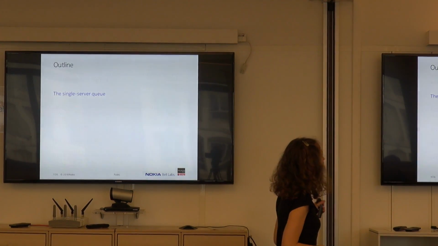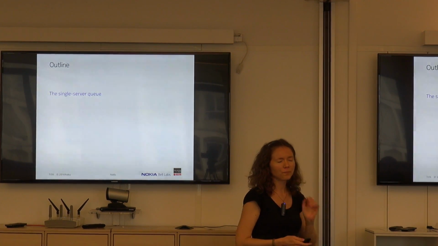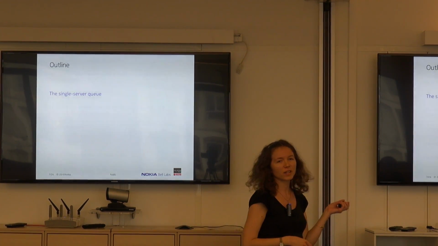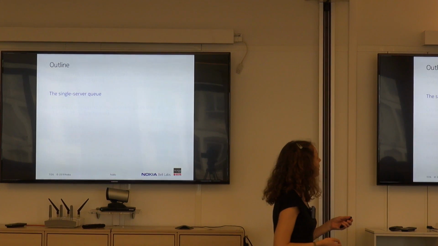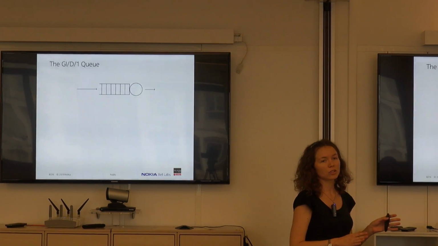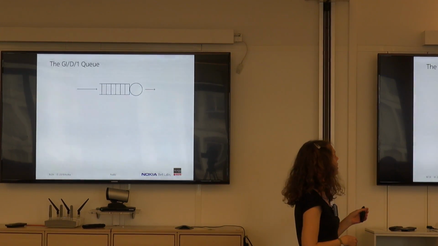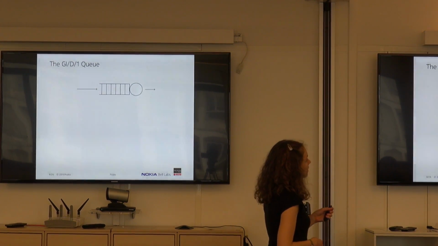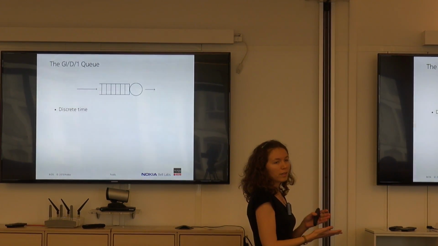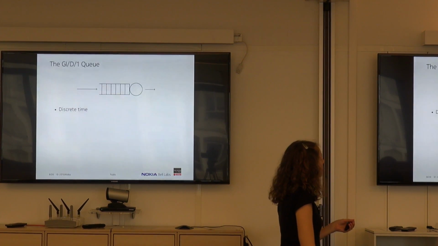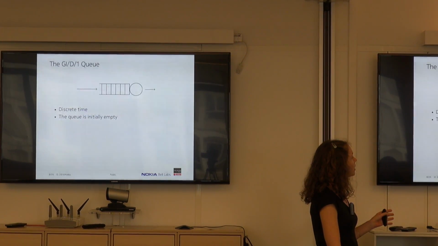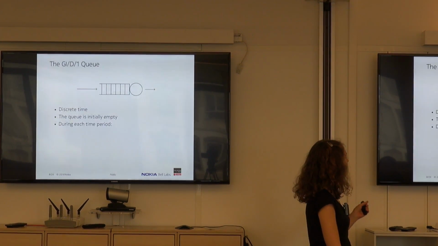So hello everybody. Right now I will be talking to you about the single server queue and the relations with analytic combinatorics. So first, just a reminder, what is a GI/D/1 queue? In this case, we'll be in discrete time, so we'll have time slots starting at time 0. The queue is initially empty, you don't have any customer in it.